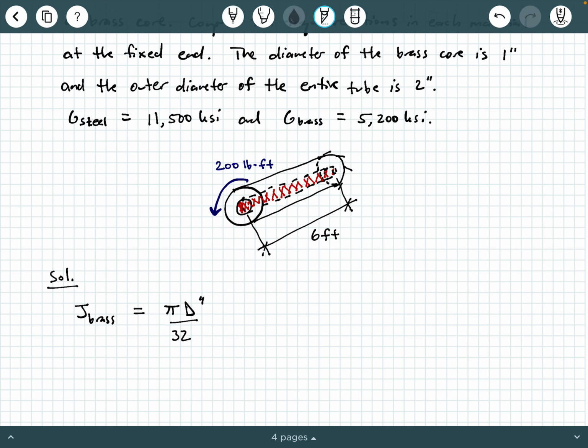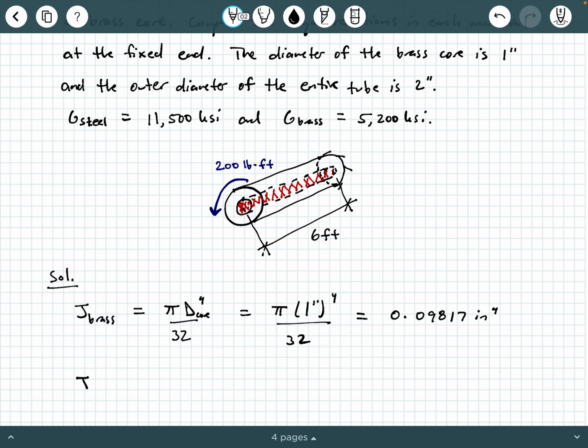Now, what is this d here? Well, that's the diameter of the brass core, right? And so we're going to say that that's pi times 1 inch raised to the fourth power over 32. So if we get out our TI-36X Pro calculators, really that just becomes pi over 32. And so we get 0.09817 inches to the fourth power, okay?